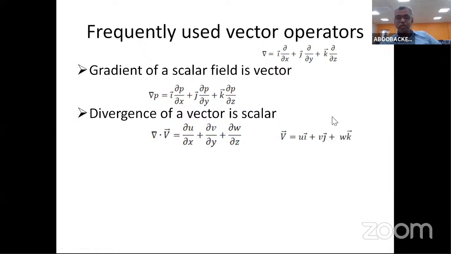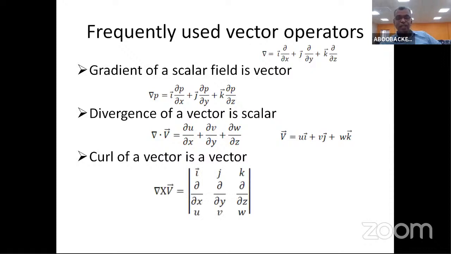Another operator, where our velocity vector is this. And curl is another operator, that is del cross. It's again a vector, but its direction is perpendicular to both of these. So I think curl is also related to vorticity or circulation.